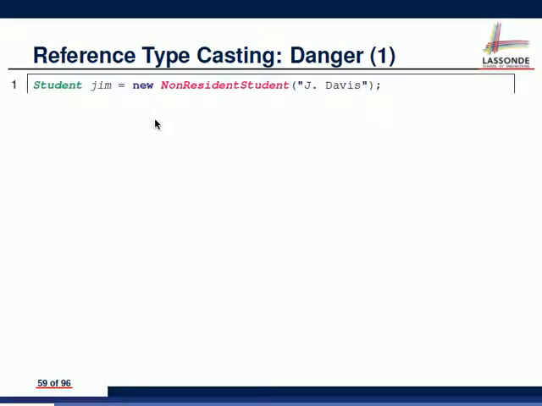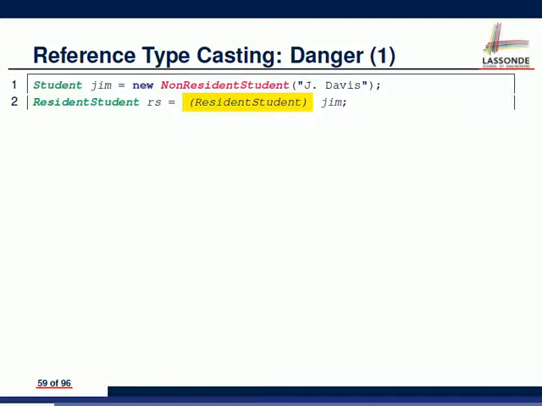Now let's try to imagine this since we are pretty familiar with this example already. Let's say I've got Students Jim, and then NonResidentStudents. Static type is Students, dynamic type is NonResidentStudents. Now, if I say this, first of all, line number 2, let's try. Would line number 2 compile or not? I'm talking about compilation.